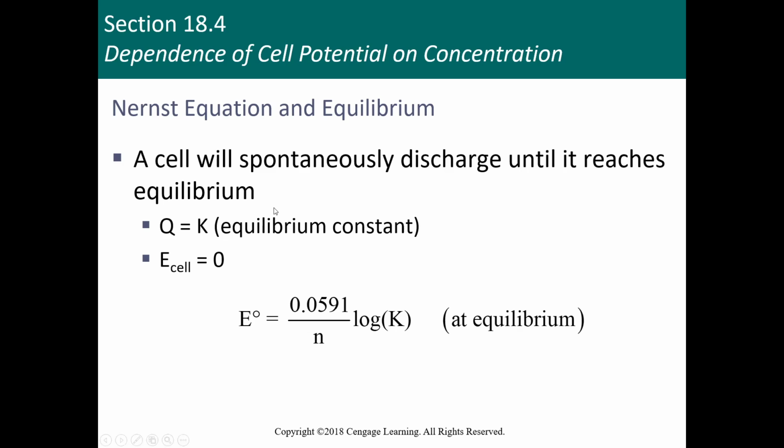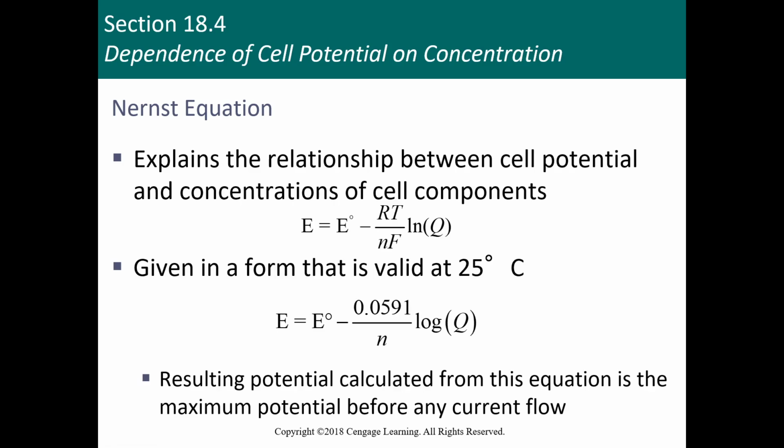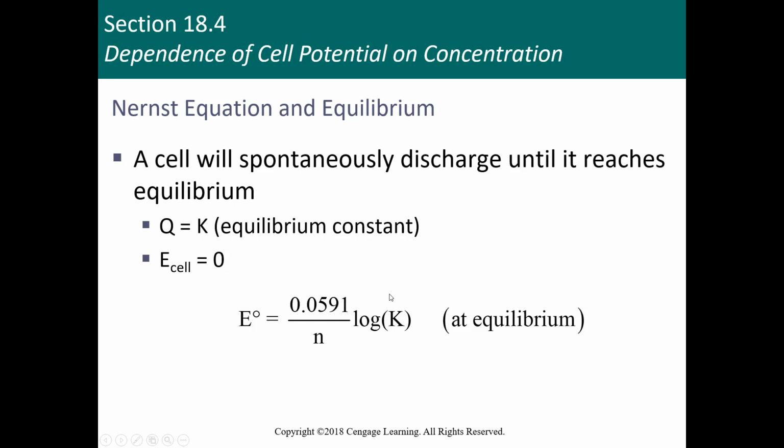And so, at equilibrium, your E naught is going to equal, this is that 25 degrees Celsius one, by the way, 0.0591 divided by the number of electrons, moles of electrons, times the log of K, K being the equilibrium constant, right? By the way, notice that this conversion right here, this 0.0591, actually includes the conversion from a natural log to a log, if you're wondering what's going on. That's why that's a log there.